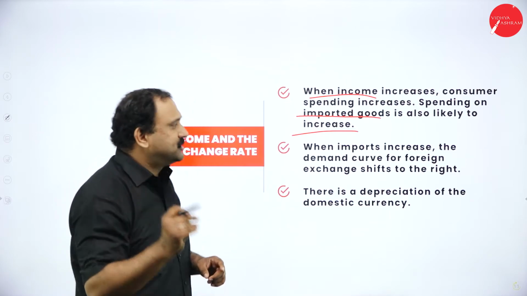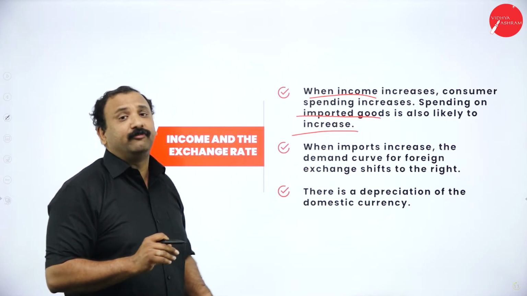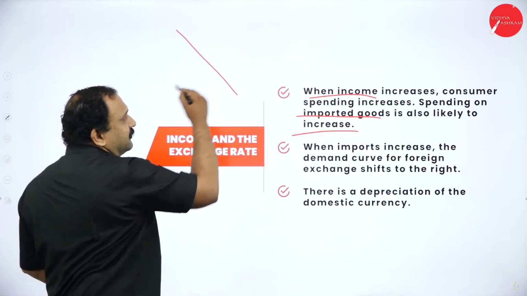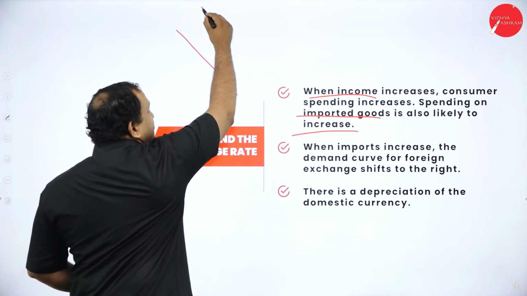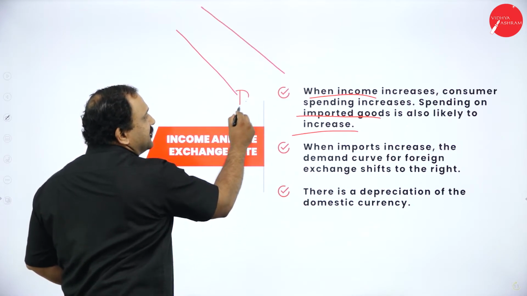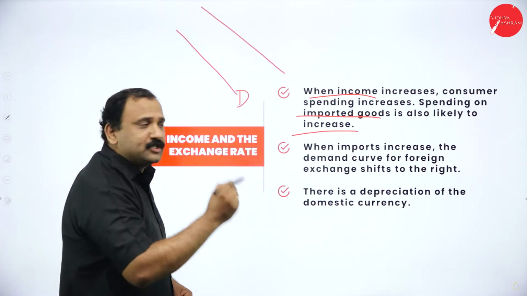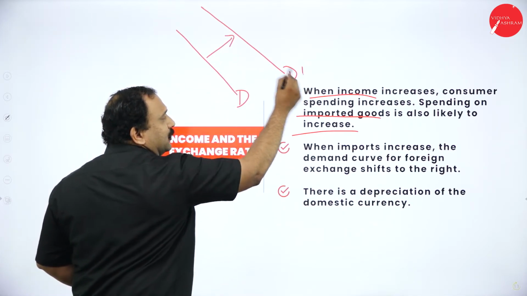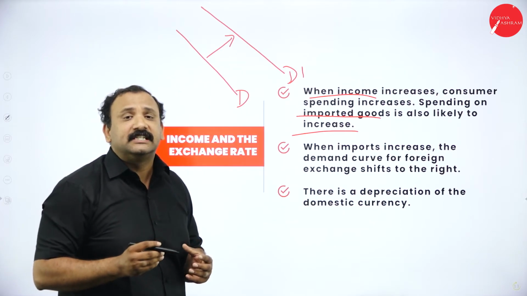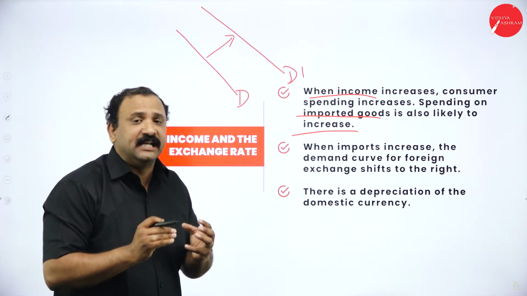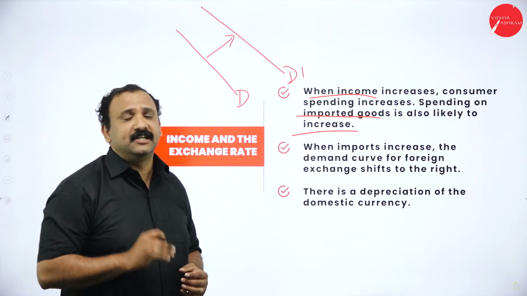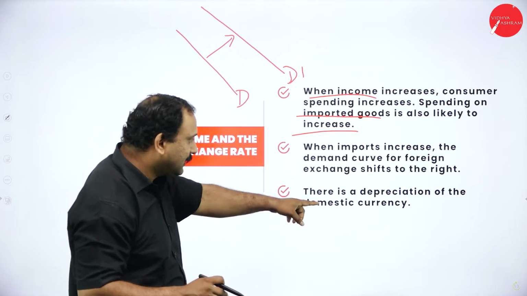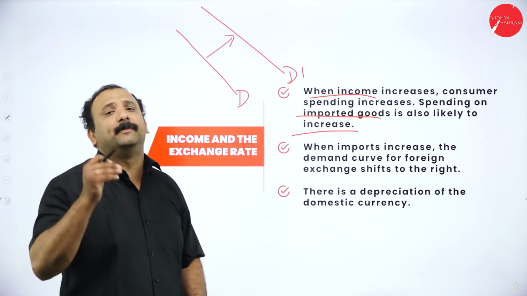So when the imports increase, the demand curve for foreign exchange will shift right. So automatically a demand curve like this will start increasing and go up the range. So if this is the demand curve initially, because of increase in income, the demand curve will shift automatically to the position D1. Why is this happening? Because income is increasing, spending is also increasing, so the demand for foreign exchange will also increase.